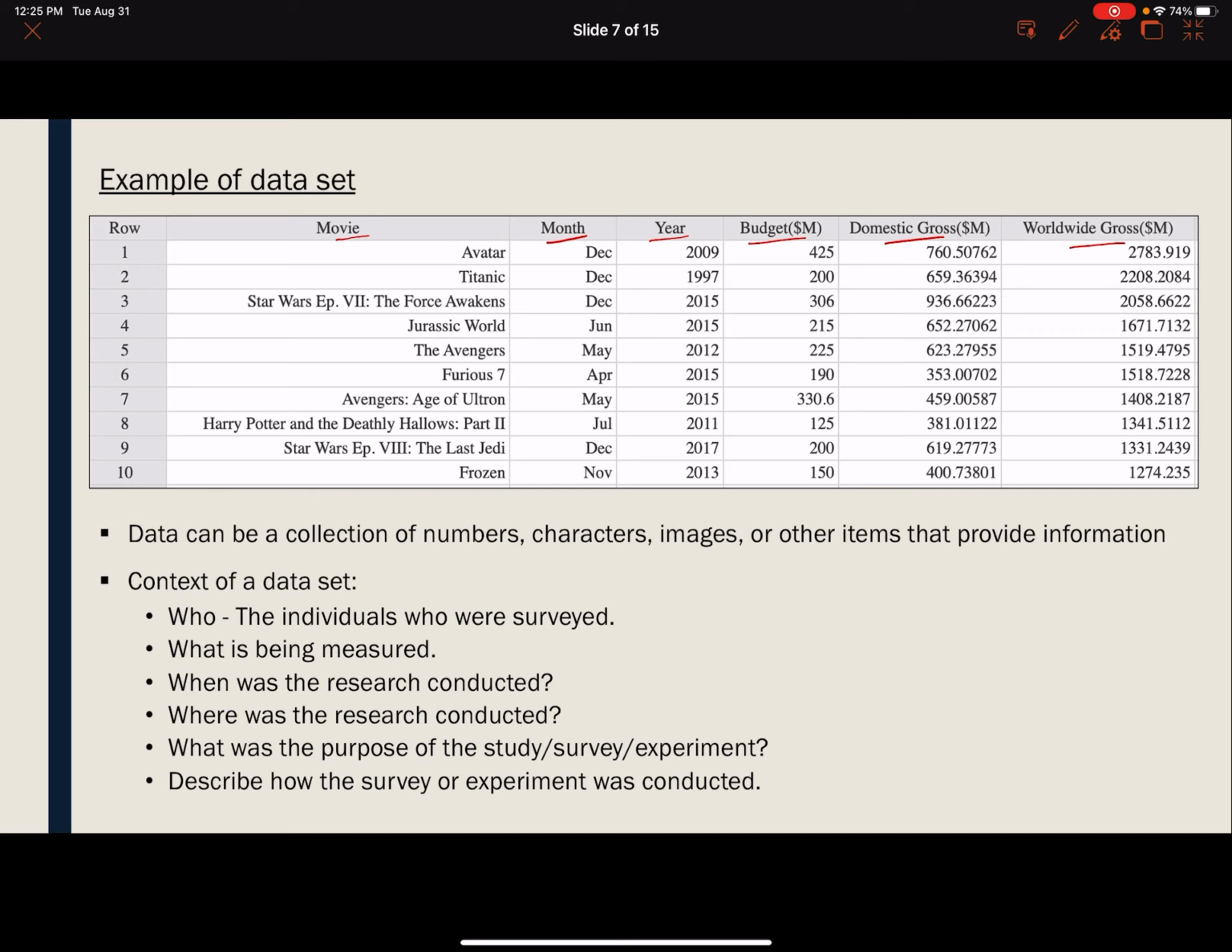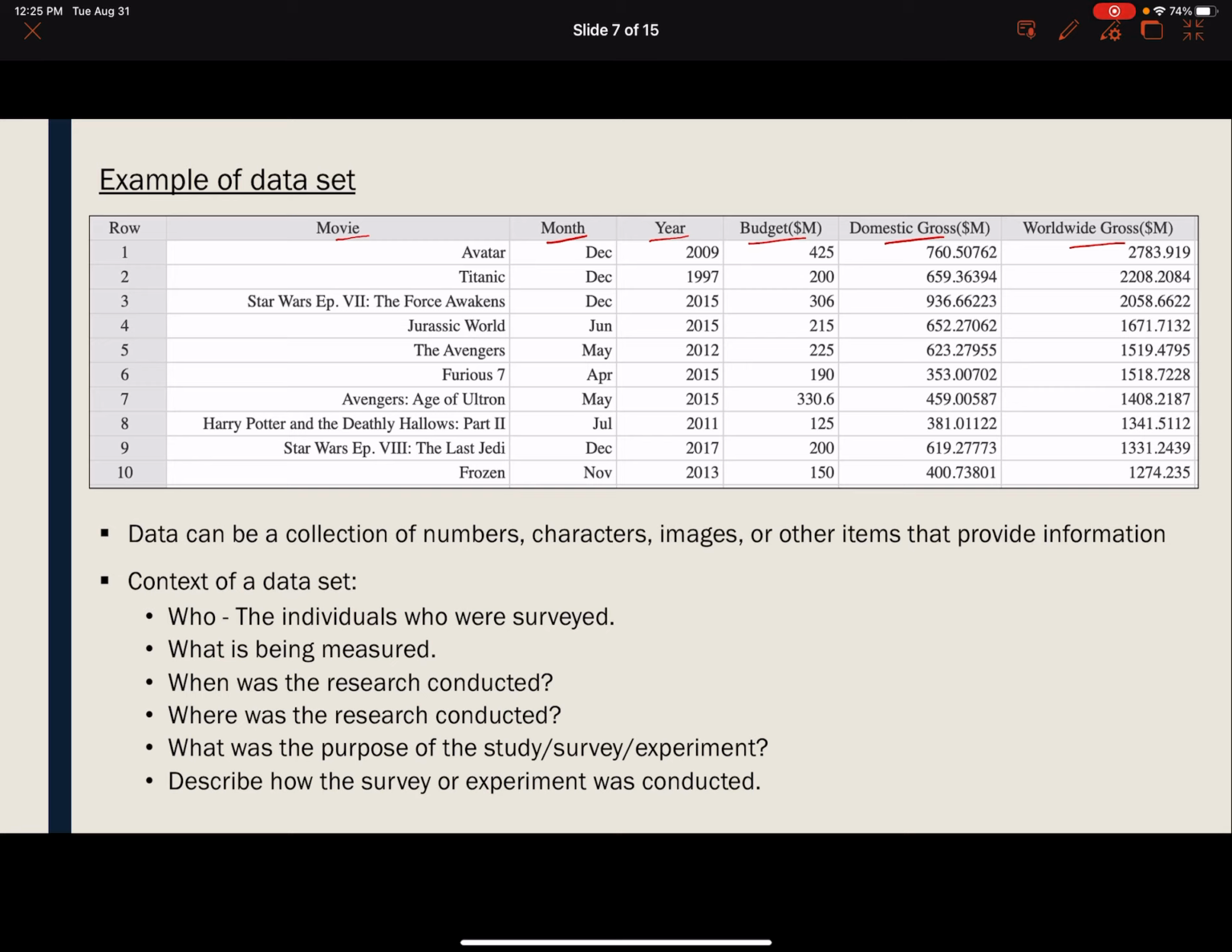The other thing that's really important is looking at the purpose of the study, the survey, or the experiment, especially in today's day of misinformation. You really want to look at who was conducting the study and why were they conducting the study. And then finally, something that you want to look for is a very detailed description of how the survey or the experiment was conducted. Again, not something you typically see in a textbook, but something that's important to pay attention to when you're looking at data.